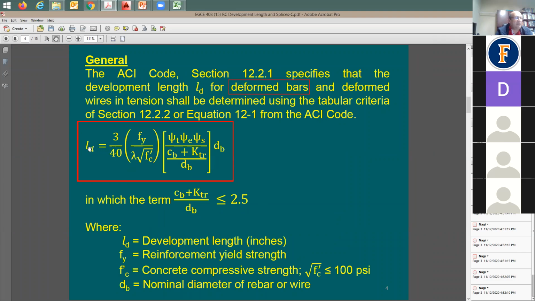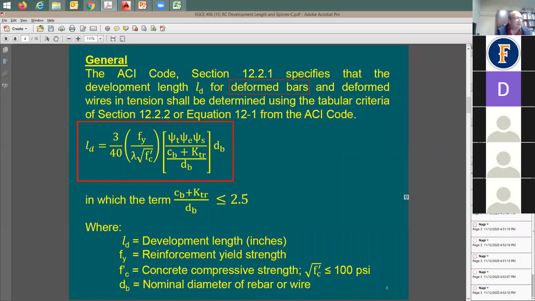It says here the development length equals 3 divided by 4. This is going to be constant. I shouldn't care about this, just numbers given to me, constants. F sub y, I understand F sub y is the yield strength. Now my question to you: should you use this in psi or ksi in this equation?